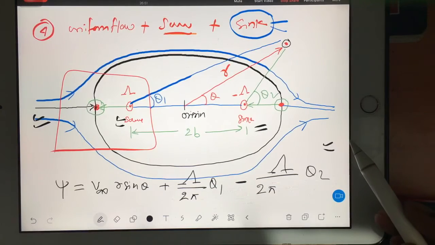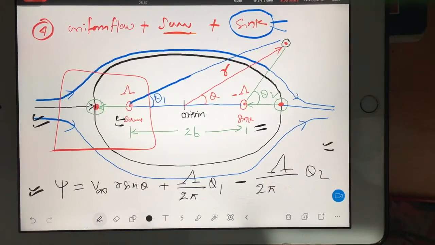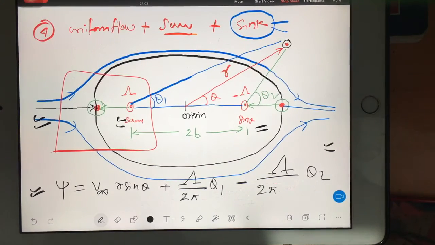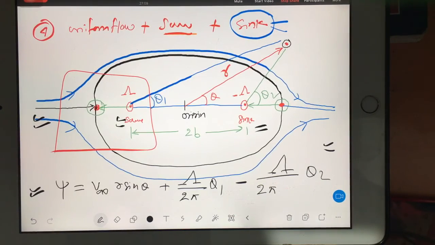Any streamline which is in the effect, or you say which is in the vicinity of this body, will carry this streamline, right? Now you see the same concept. You are going to find out your velocity equation after differentiating the streamline. Okay, now you see how to go ahead.